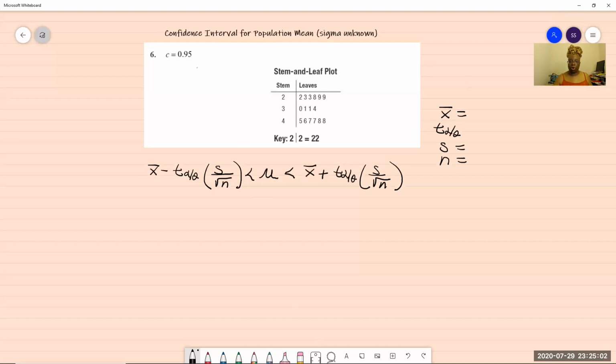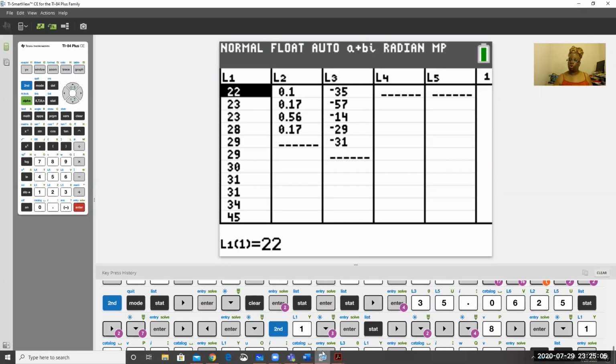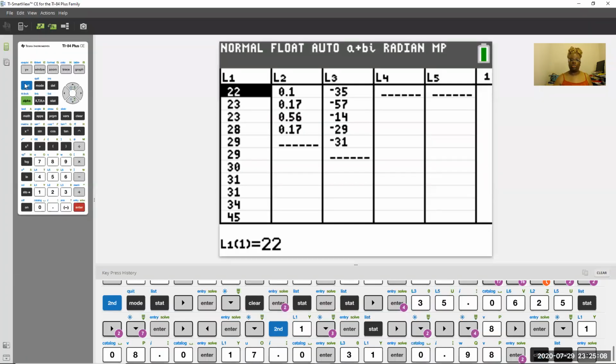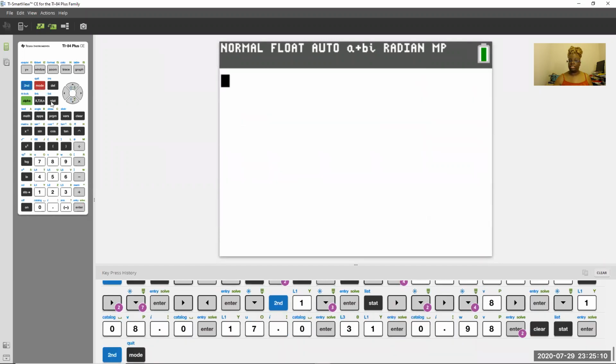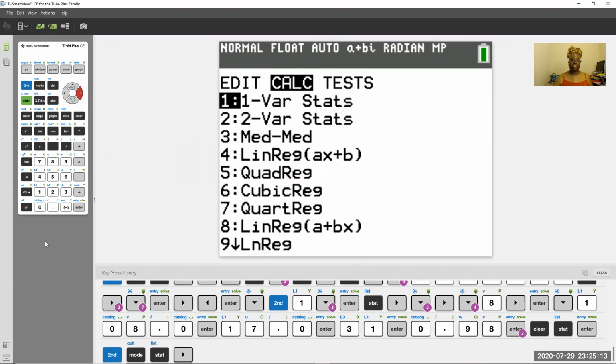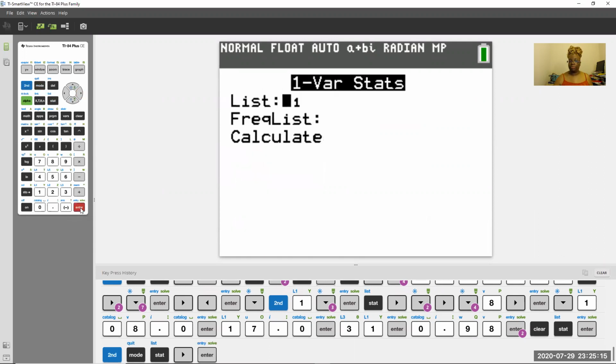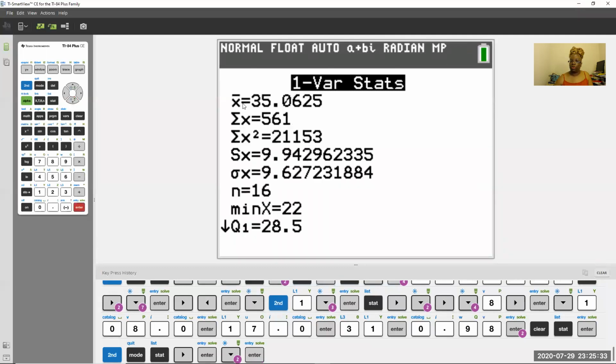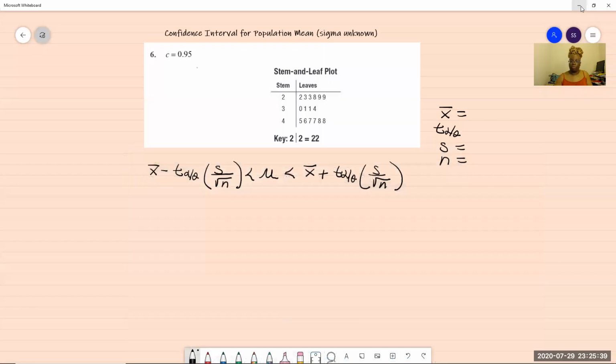After you've input all your numbers from your stem and leaf plot, you go back to your calculator, and I'm just going to do the basic mode. I'm going to go to STAT, CALC, and use 1-Var Stats. You see my list is in L1. Please don't have anything in the frequency list. This is the 84 calculator; an 83 does similar things. So I have L1, nothing in the frequency list. You click enter, and there is your x bar, 35.0625. I'm going to write it over here.